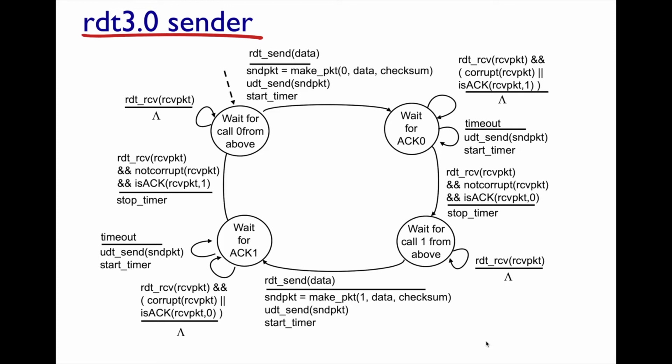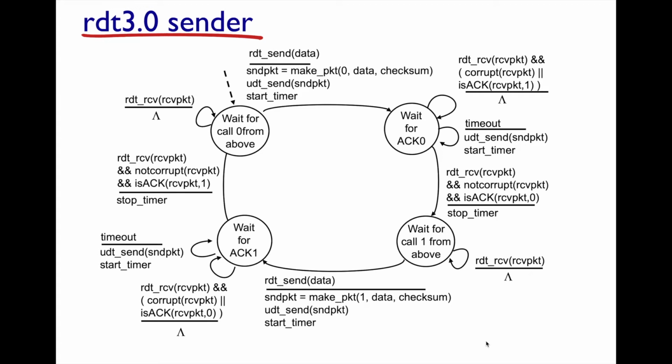So you send the packet with sequence 0, and then you wait for the ACK for 0 to come back as feedback from the receiver. So what can happen when you're waiting for ACK 0? Well, a number of things can happen. Either you get the ACK 0, great, then you transition forward to the next state, wait for call 1 from above, or one of these two self-edge cases. The top self-edge corresponds to corruption, or it's the wrong ACK, and that middle self-edge corresponds to the timer.